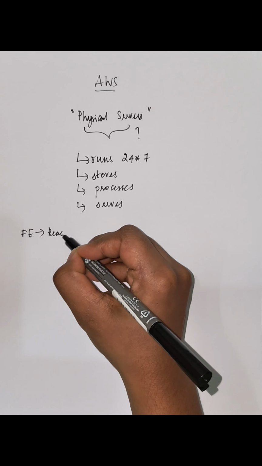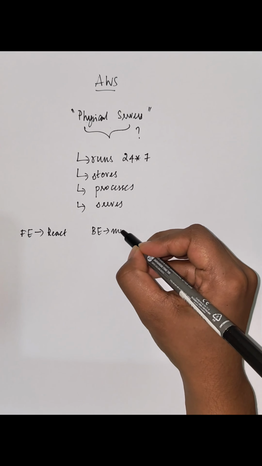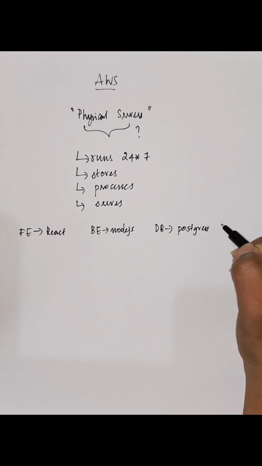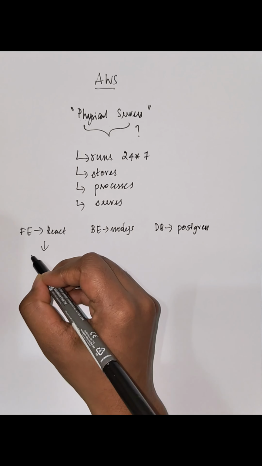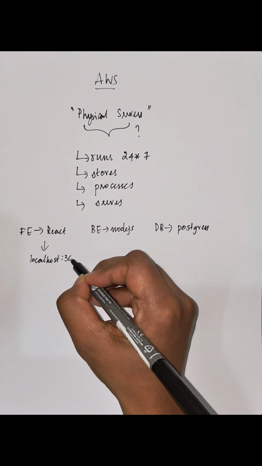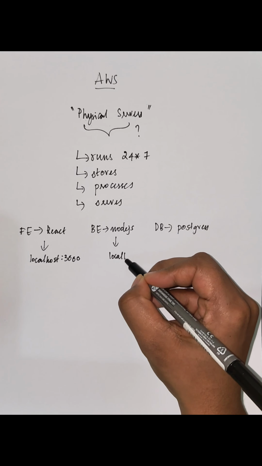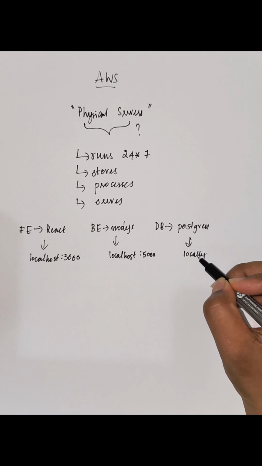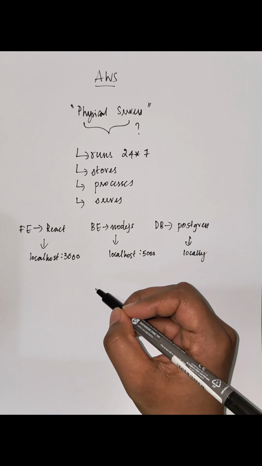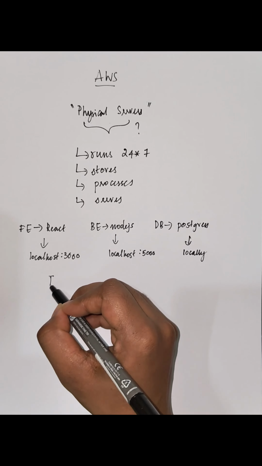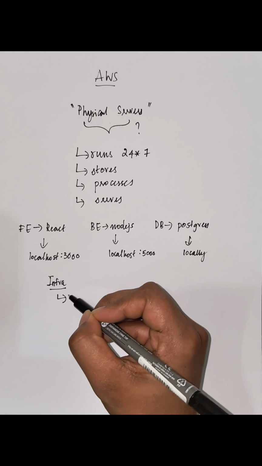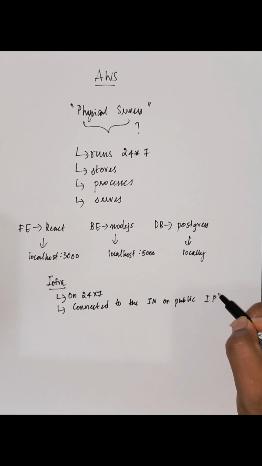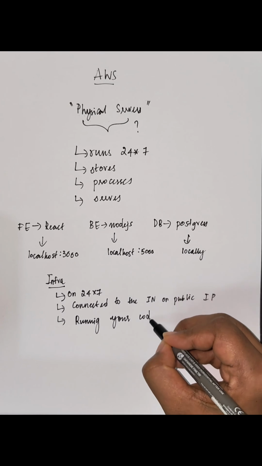Suppose you build an application where the front end is React, the back end is Node.js, and the database is PostgreSQL. On your laptop, React runs on localhost 3000, Node.js runs on localhost 5000, PostgreSQL runs locally. But your goal is to make this app public, meaning anyone in the world should be able to access it. To do that, you need infrastructure that is on 24 by 7, connected to the internet with a public IP, running your code continuously. This is where servers come in.